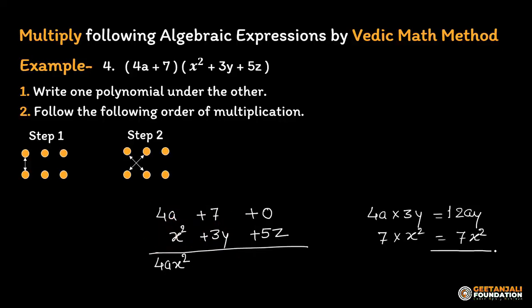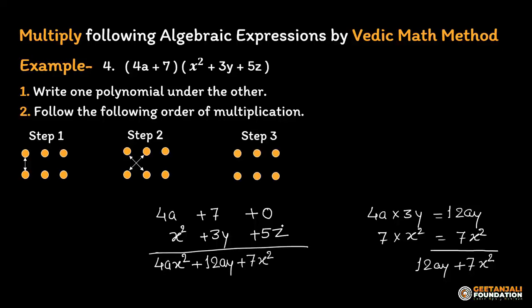Now we have to add these two terms. So when we add them, you can see that the bases are different. So we will write 12ay plus 7x square because these are two unlike terms. So I'll write as it is over here. So it will be 12ay plus 7x square.